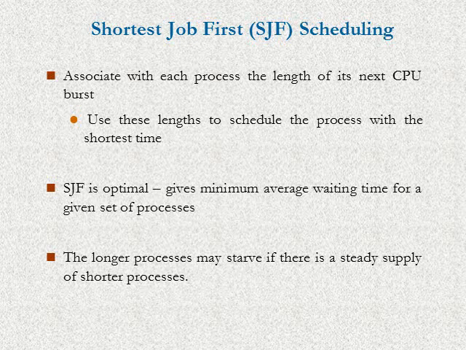In this way, because every process has to wait only for processes that are shorter than itself, shortest job first provides the minimum average waiting time because there is no convoy effect. No process has to wait for other processes that are longer than itself. So shortest job first is optimal and provides the minimum average waiting time among the rest of the algorithms.